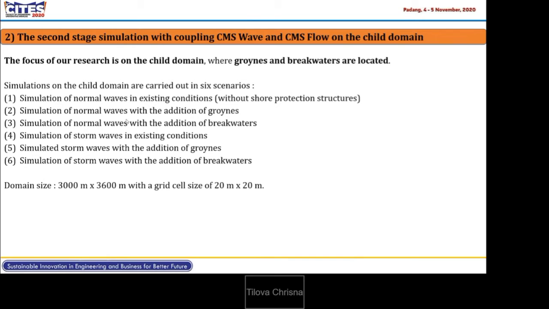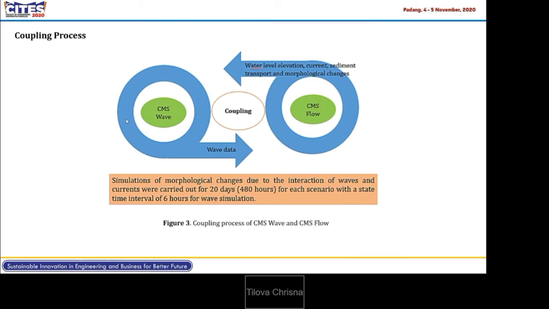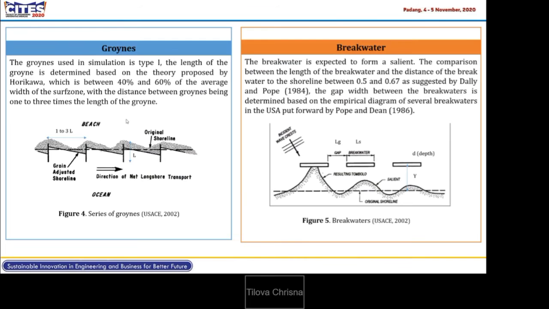The focus of our research is on the child domain, where groynes and breakwaters are located. We used both CMS wave and CMS flow here, with the coupling process to pass the data in two directions. Simulations on the child domain are carried out in 6 scenarios. This is the figure of the coupling process. In the child domain, simulations of morphological change due to the interaction of waves and current were carried out for 20 days, for each scenario with a time step interval of 6 hours for wave simulation.